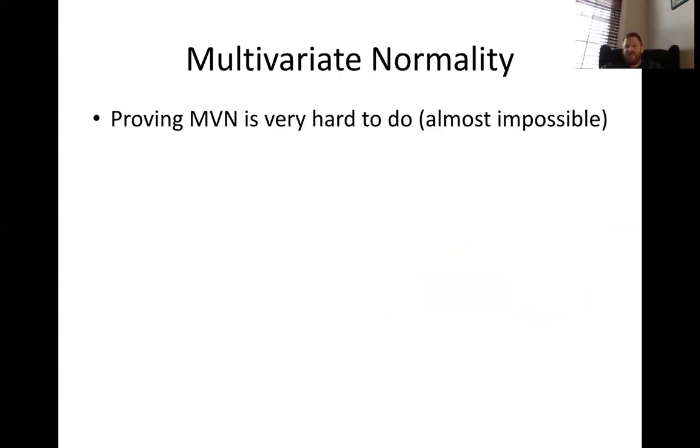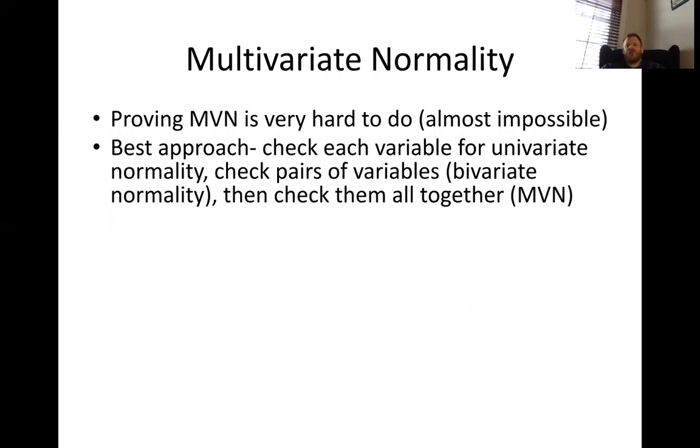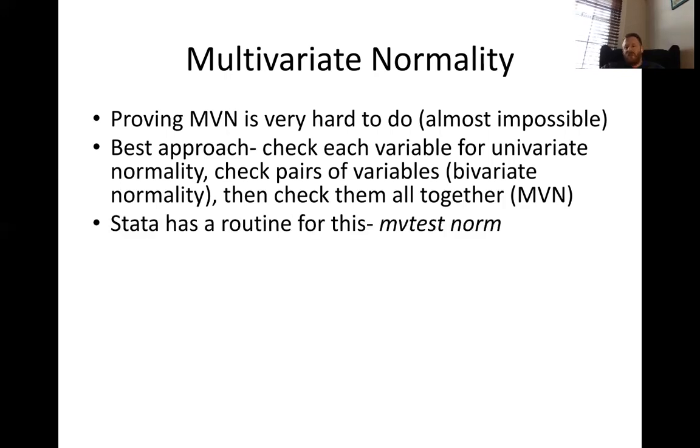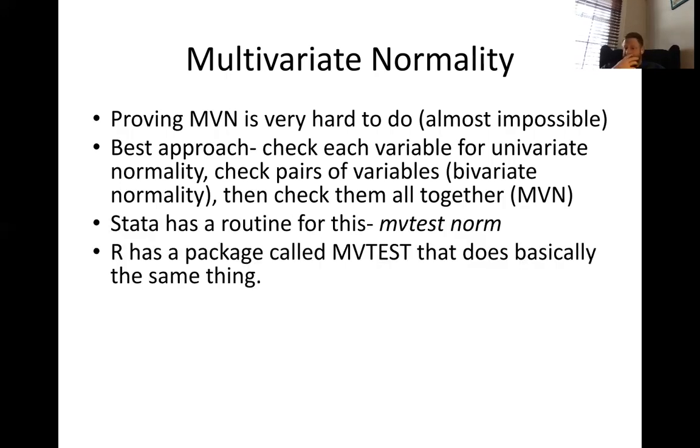Again, proving this is very hard to do. The best approach, what I recommend anytime you're looking at this, is you do individual tests of normality, then you check pairs of variables, and then you check them all. And I know that seems like a lot. Stata has a routine for this, and R has a package that does this. So basically, you run the routine or the package, and you look at the results.